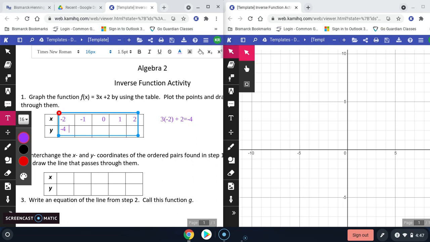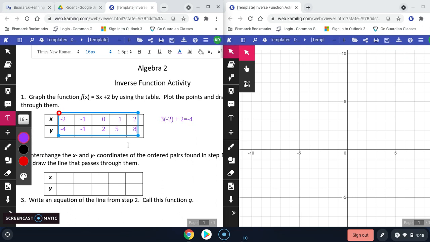And then you're just going to do the same thing. So -1, when I plug -1 into function f, I get -1. When you plug in 0, you get 2. Plug in 1 is 5, and 2 is 8.